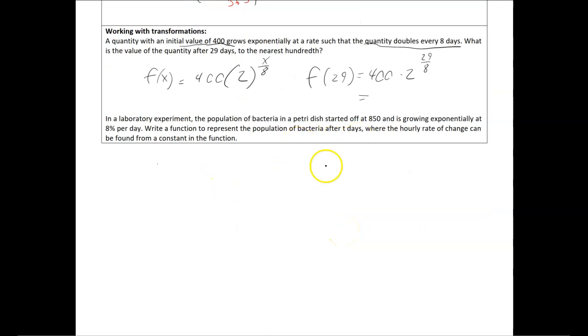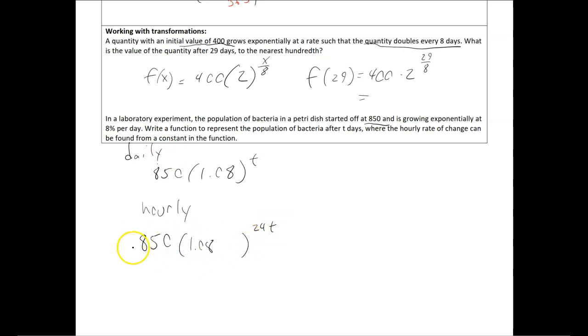Last thing, we have a bacteria starting off at 850 and growing exponentially at 8% per day. So it'd be 850 times 1.08 to the t. And we want to change it to an hourly rate of change, right? So for an hourly rate of change, well, there's 24 hours in a day, right? So this was our daily function. Hourly, 24t is going to be my exponent, so it should be growing faster.